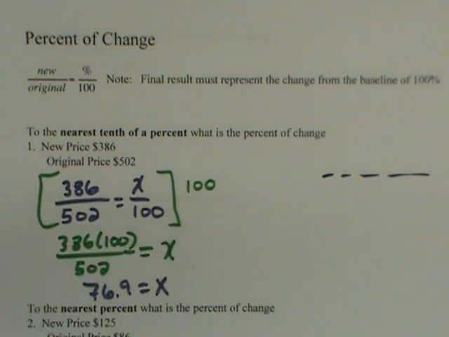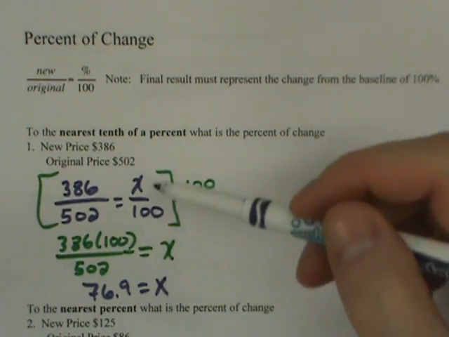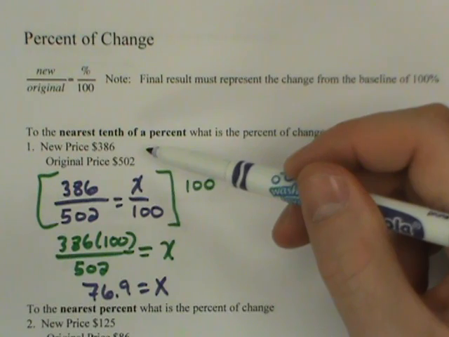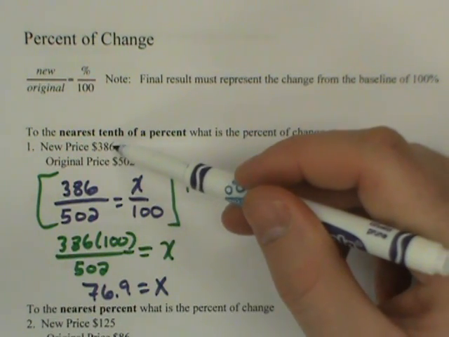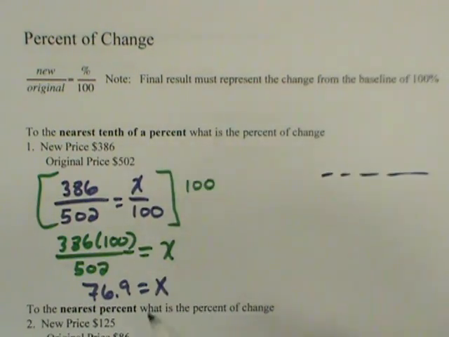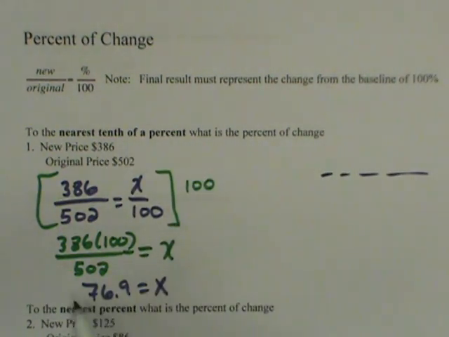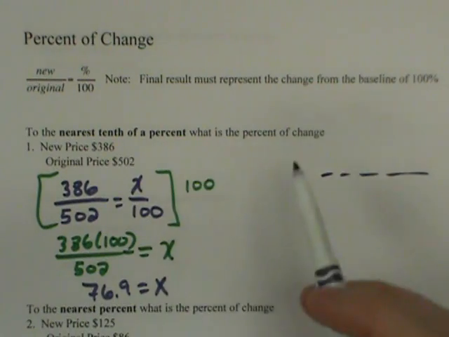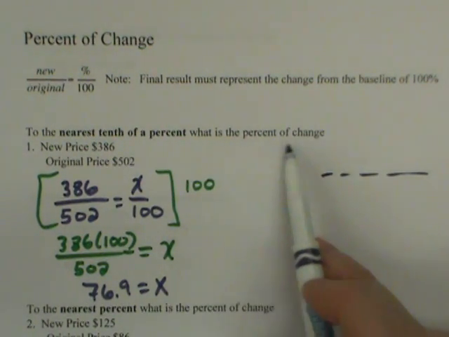That is not the answer. That shows me how much of the original price is still there. Since the original price was 502 and now we're at 386, we know that we fell down, that it dropped down. So this represents what percent is still there. The question is, what was the percent of change?